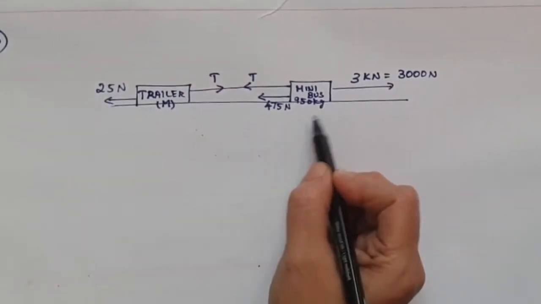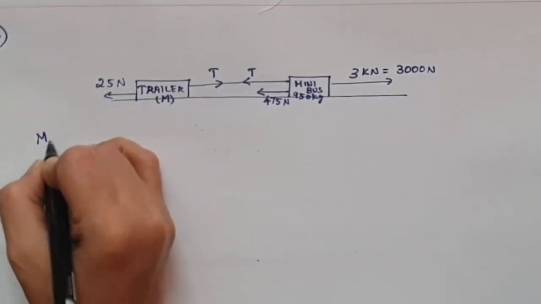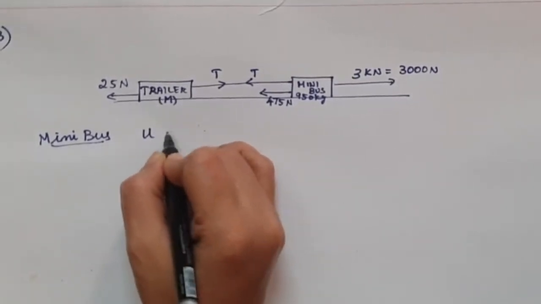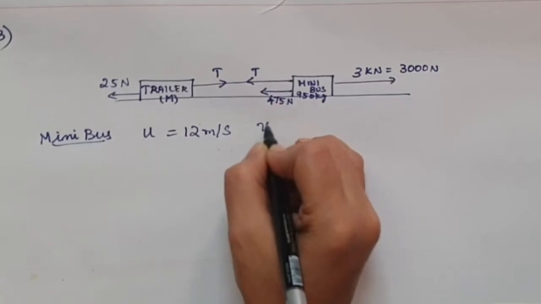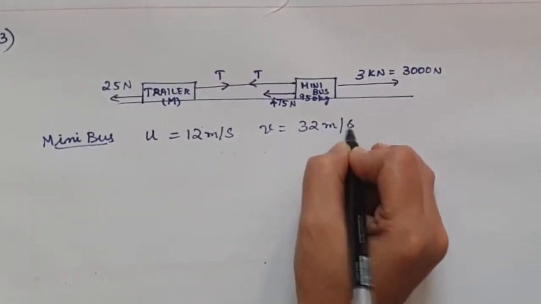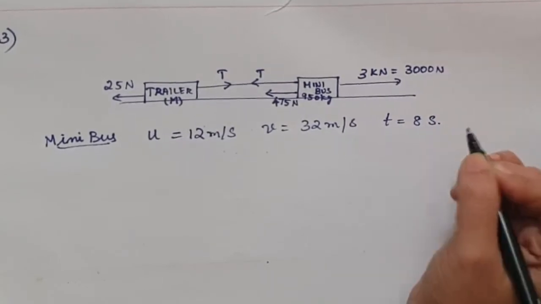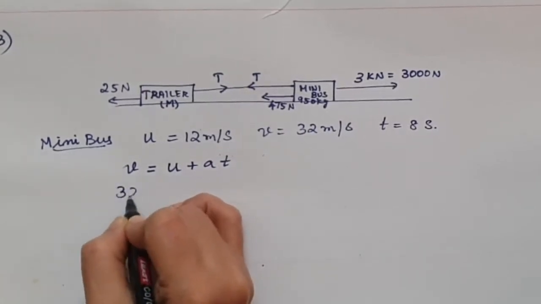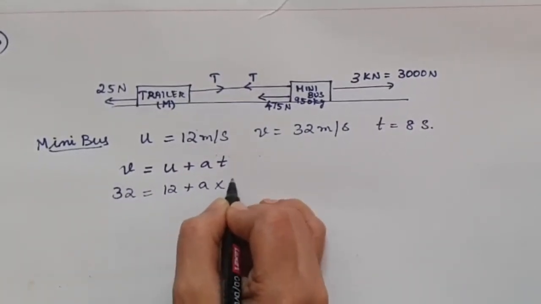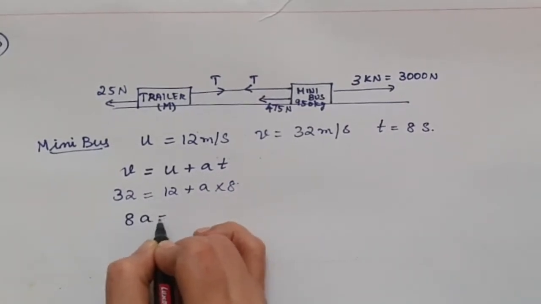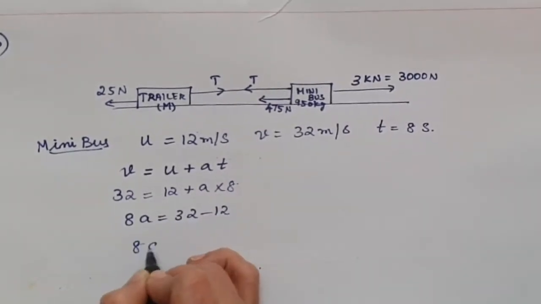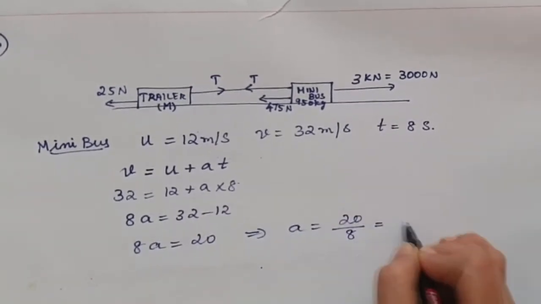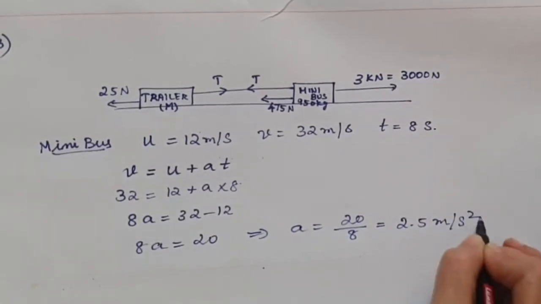Now we'll find the acceleration of the minibus. For the minibus, it is given in our question u equal to 12 meters per second, v equal to 32 meters per second, and the time is 8 seconds. When we apply v equal to u plus at, that is 32 equal to 12 plus a into 8. So 8a equal to 32 minus 12, 8a equal to 20, which implies a equal to 20 over 8. So it is 2.5 meters per second squared.